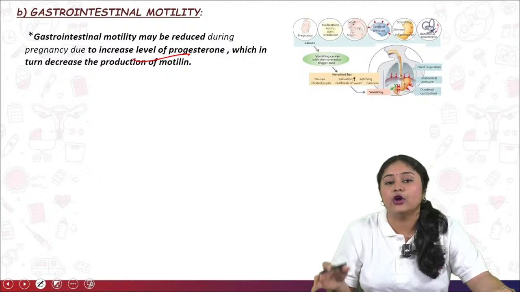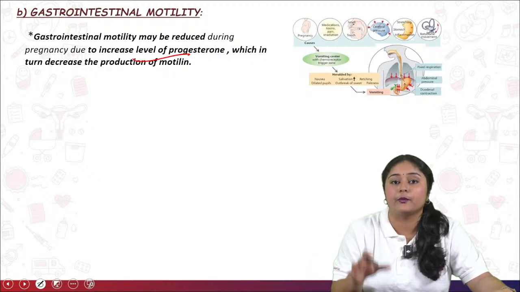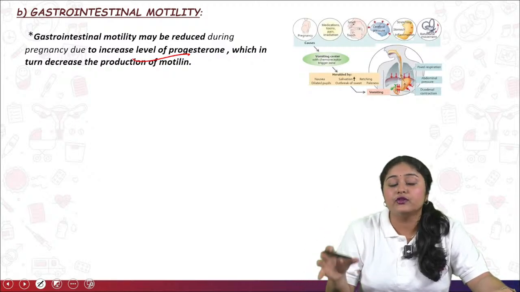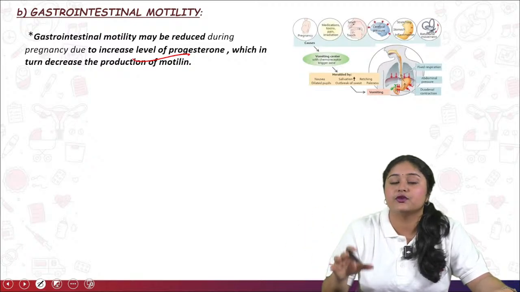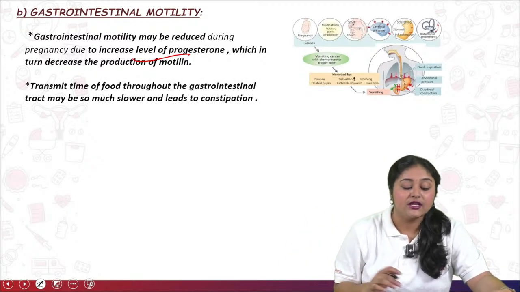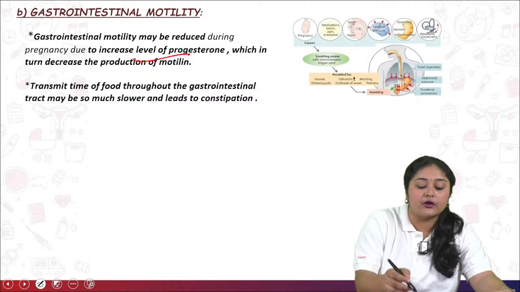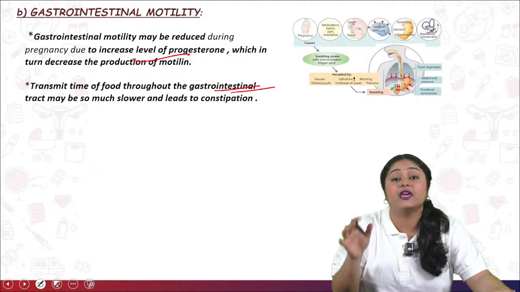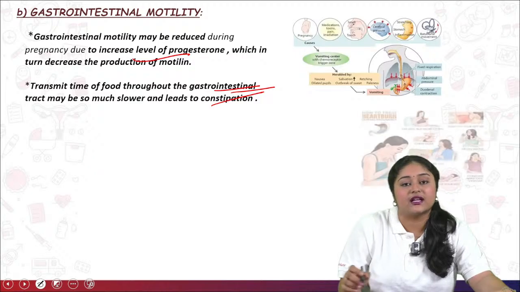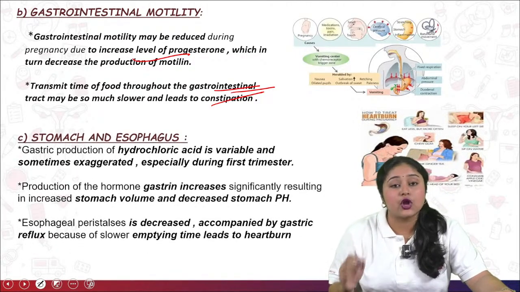If the motilin hormone is not produced properly, what will happen? From the food, they will not be able to form the bolus, which is not helpful for digestion. The transit time of food throughout the gastrointestinal tract is much slower and leads to constipation. Now come to the stomach and esophagus.